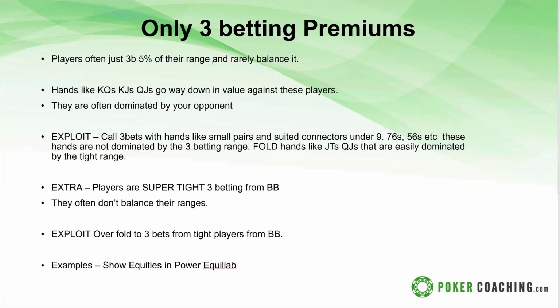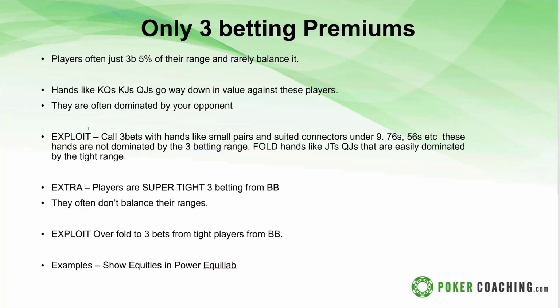Same concept here, but when players only 3-bet premiums, you need to start overfolding hands like jack 10 suited, queen jack suited, king queen suited. King queen suited, king jack, and queen jack suited go way down in value against players that are only 3-betting like 5% of the time and only the best hands. So what David was talking about in his $300 cash games, when they only have the nuts when they 3-bet, hands like king jack go way down in value. They're always dominated by their opponent's 3-betting range.